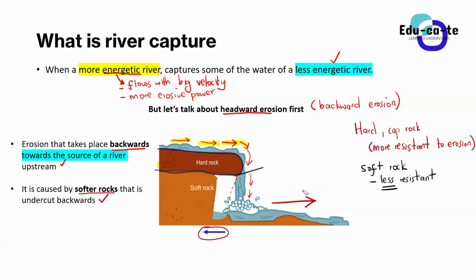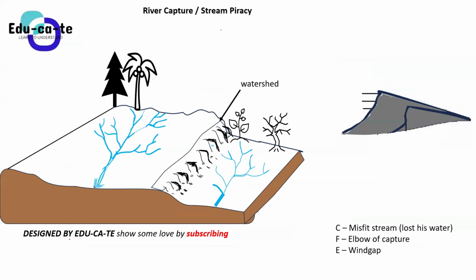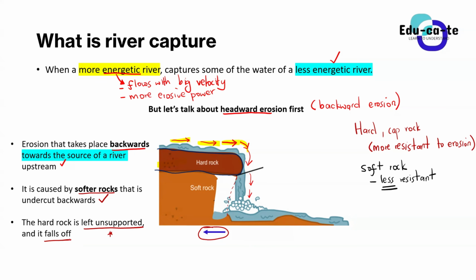All right. So the softer rock, or the less resistant rock, is being undercut backwards. So this hard rock, as was mentioned, is left unsupported, or left with no support, because we've removed the softer rock that was balancing it at the bottom. So it will fall off at the end of the day. The hard rock will fall off. After the hard rock falls off, it will fall off this part, this portion. It will just break and fall off.